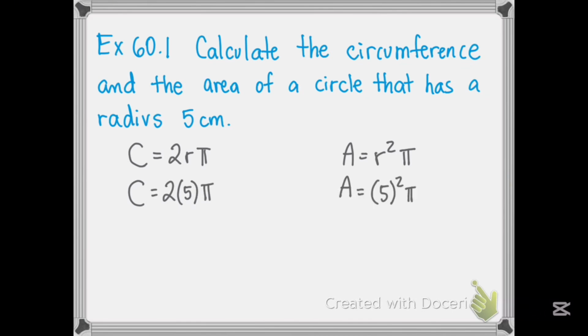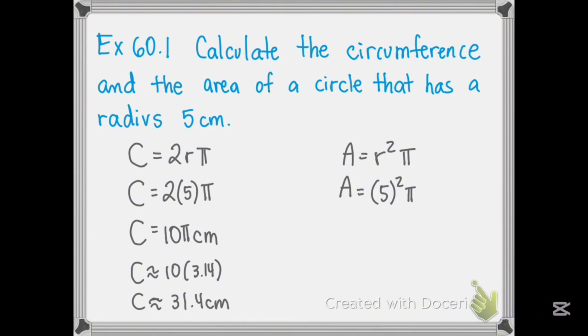For circumference, our answer is going to be 10 pi centimeters. That would be the exact answer. Now, if we want to find the approximate answer, we have to multiply the 10 times 3.14, which is the value of pi. And when we multiply that, we get 31.4 centimeters.